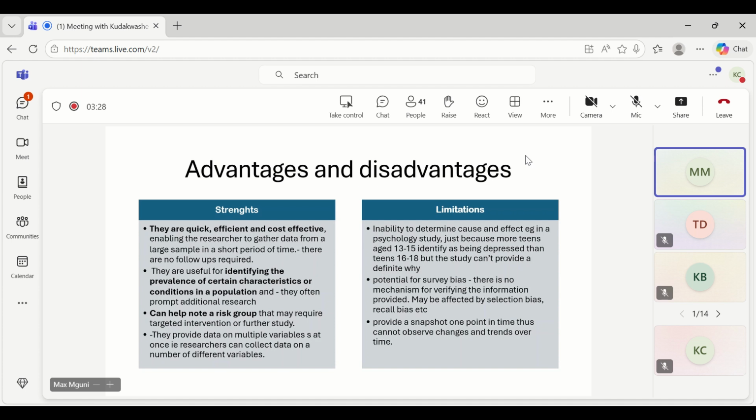They are useful for identifying prevalence of certain characteristics. So if your objective of doing a study is to find the prevalence of a disease, this study is the one to utilize. They can help to take note of a risk group that may require targeted intervention for further study. Like I said, these cross-sectional studies can be used as input for further studies. So you can identify that smokers are at a higher risk, for example, or minors are at a higher risk. They provide data on multiple variables at once. That is, researchers can collect data on a number of different variables.